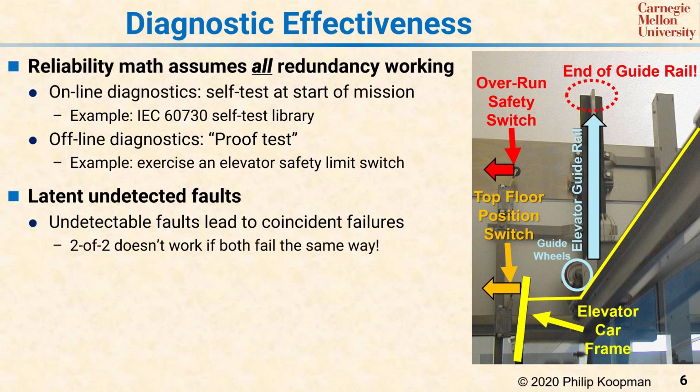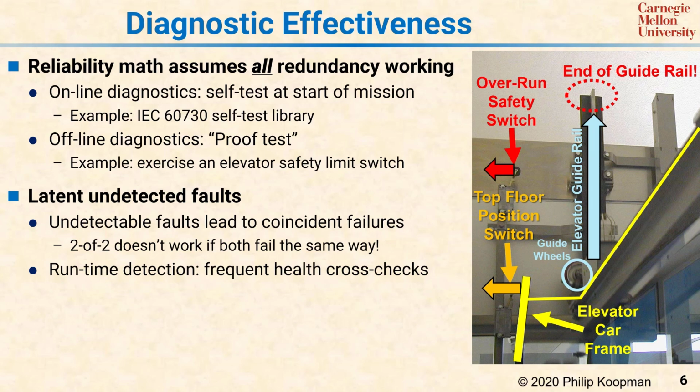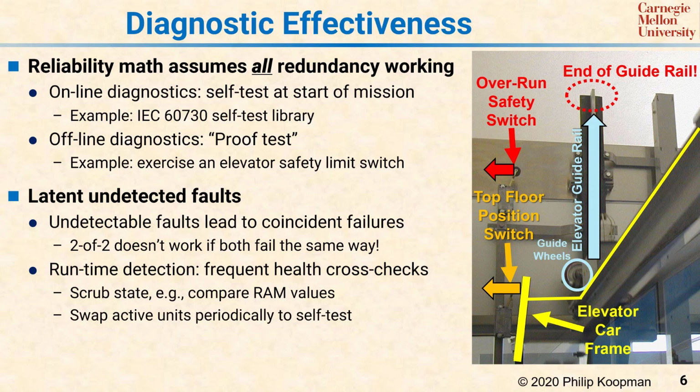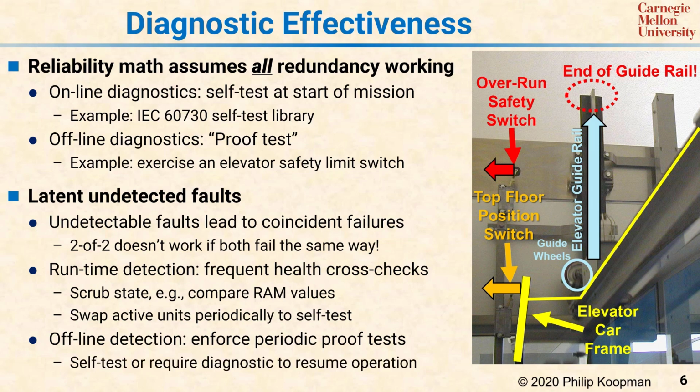For any redundancy, you want to do online detection that includes frequent cross-checks not only of system outputs, but also of the internal state of the system to make sure that no bits that are used very seldom get corrupted in a way that is unnoticed. You also want to swap active units in a primary standby pair. That way, each of the pair gets a chance to be the lead unit and gets exercised in normal use. Finally, you need to do periodic offline detection by enforcing proof tests that can consist both of extensive self-tests and human-assisted diagnostics.